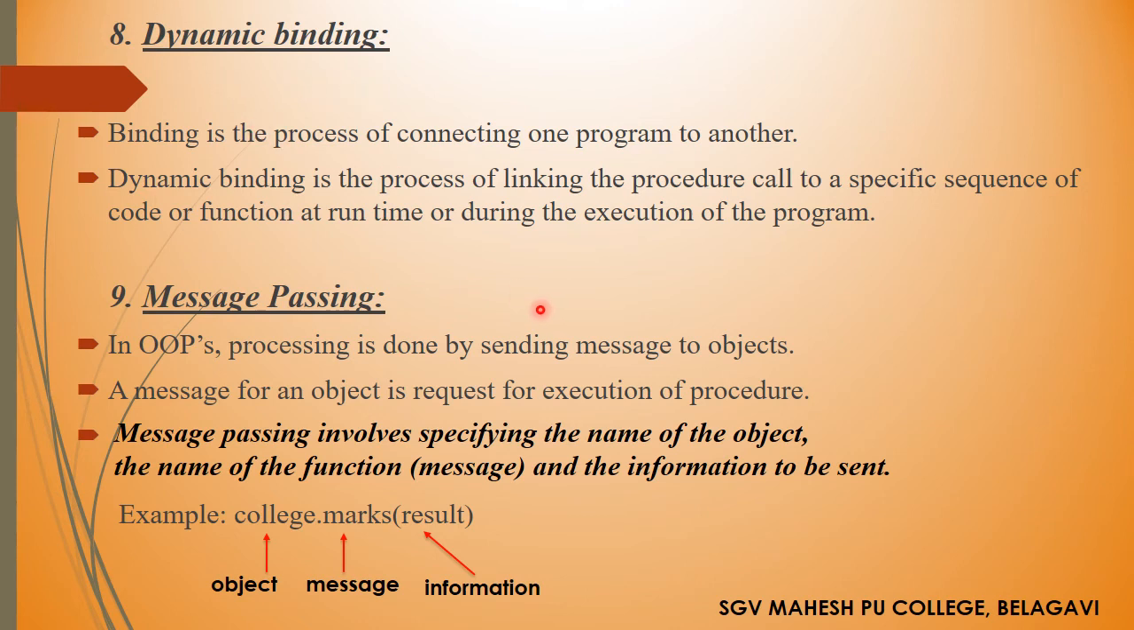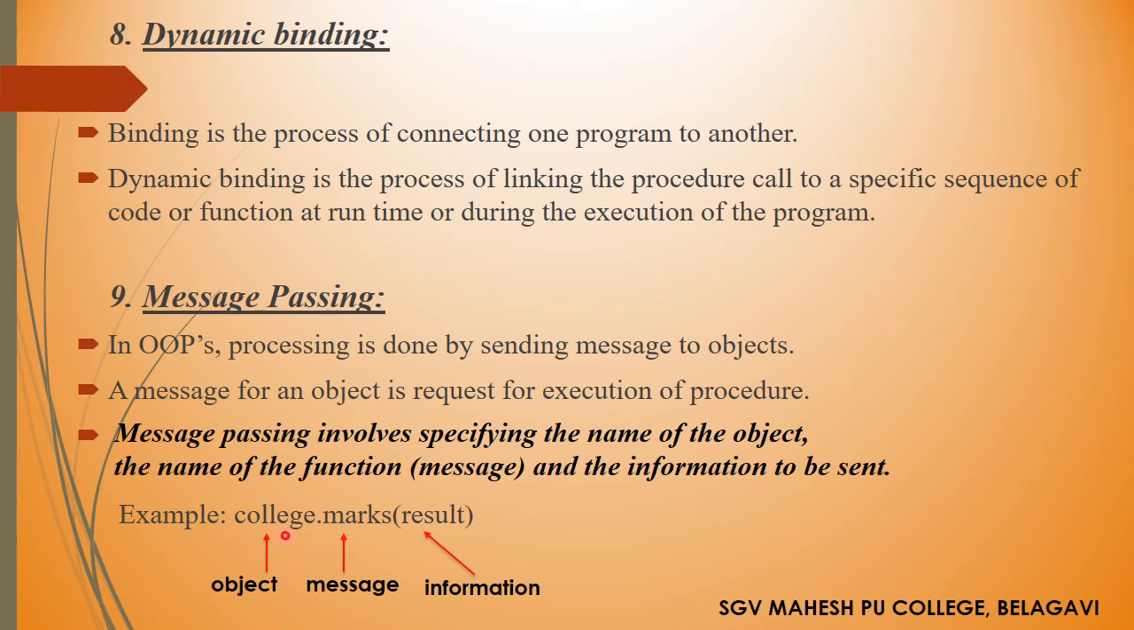The last concept of OOPS is message passing. Now this is similar to how we send messages. This is done by objects. So a message for an object is a request for execution of a procedure. Here, message passing involves specifying the name of an object, the name of a function, and the information that needs to be sent.